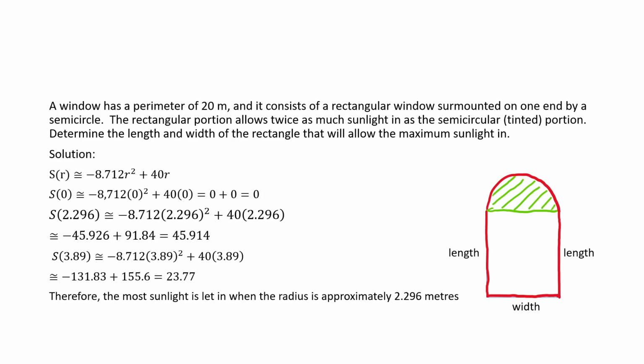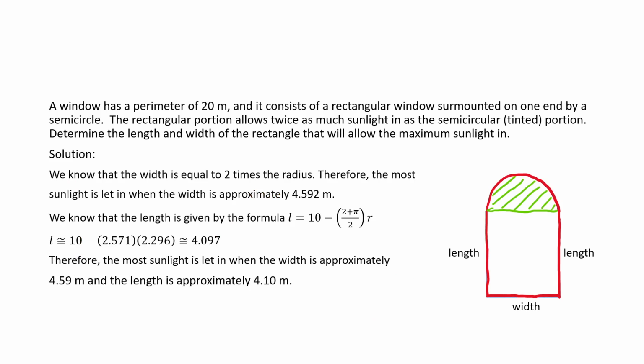And so what we can do is simply evaluate each of these. So let r equal 0, and we'll see that the sunlight coming in would be 0. We don't, as I said earlier, have actual units for sunlight here, but we'll say the sunlight coming in is 0. If we let the radius be 2.296, the sunlight coming in would be 45.914 approximately. And if we let the radius be 3.89, the sunlight coming in would be roughly 23.77. So we would get the most sunlight when the radius was approximately 2.296 meters.